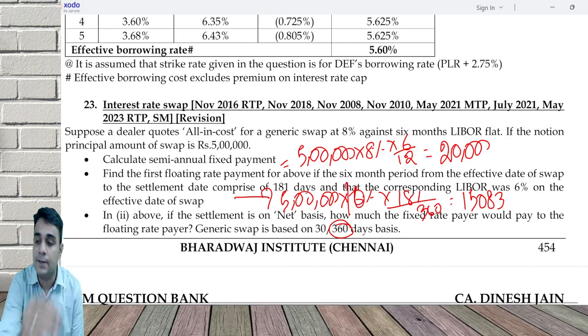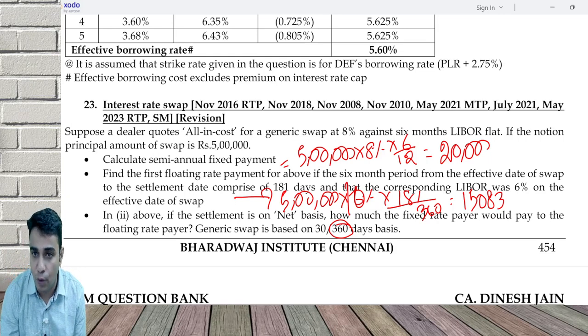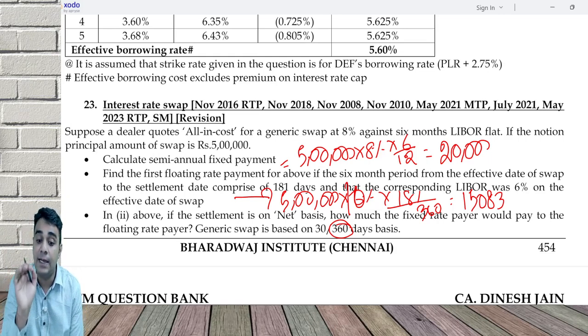If the actual interest was 10%, floating will settle the fixed guy. If the settlement is on a net basis, what should the fixed rate payer pay to the floating rate payer? What is the fixed payment? 20,000. What is the floating payment? 15,083. So you have to give me 20,000, I have to give you 15,083. Net net, you pay me the difference. If I had to pay you more, I would have paid the difference to you.